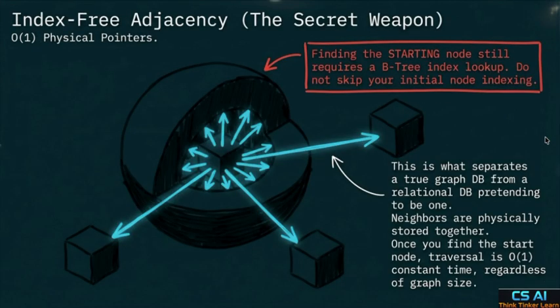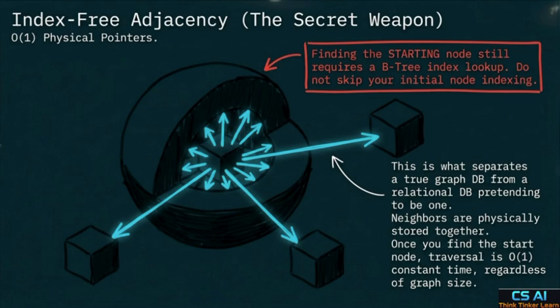The secret weapon of a true graph database is index-free adjacency. This is what separates a real graph engine from a relational database pretending to be one. Finding your starting node still requires a standard index lookup. But once you are there, every move to a neighbor is a direct O(1) physical pointer reference. Neighbors are physically stored together. This means traversal time is constant relative to the number of edges, regardless of how many billions of nodes are in the total graph.